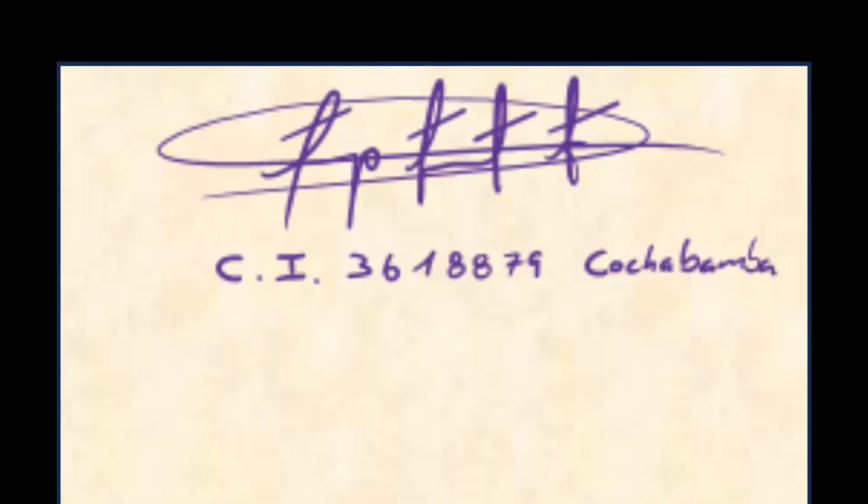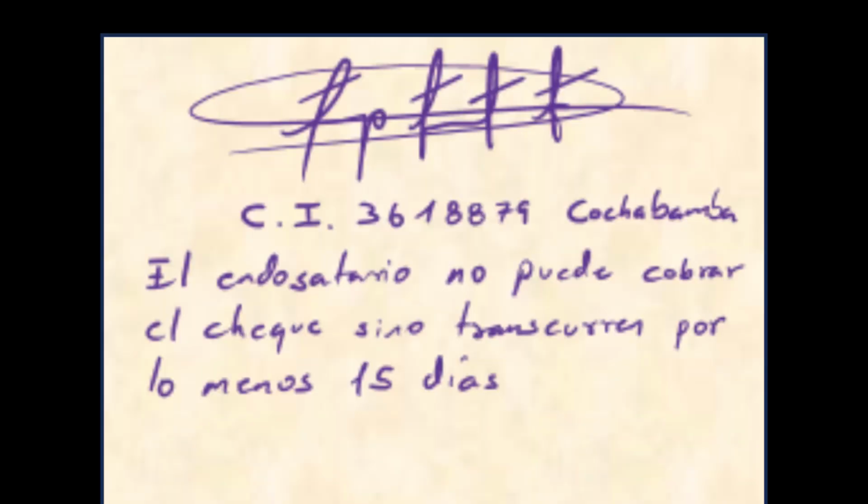As we can see in the image, we have a check issued and on the back an endorsement made in a pure and simple way. This is because it simply has a signature and the endorser's identity card information. It is considered a pure and simple endorsement because no restriction or modality is incorporated in it.